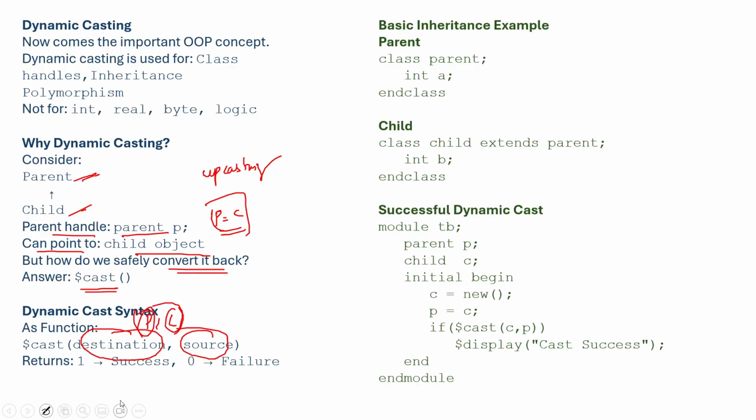See, basic inheritance, we are using this p equal to c. Okay, in successful dynamic casting, p equal to c means the child class properties are assigned to the parent handle. Okay, and then c comma p means the parent's properties are assigned to the child handle. Okay, so that's what we are doing in the casting here. Okay, upcasting and downcasting. Upcasting, the base class handle is pointing to the child class properties, and downcasting, the derived class handle is pointing to the base class. Okay.